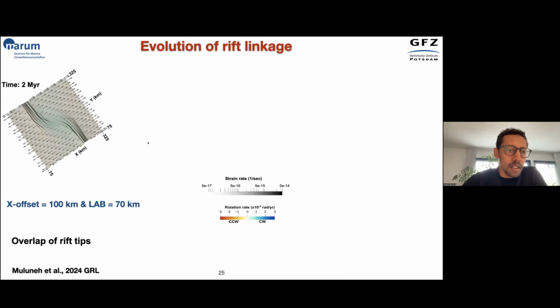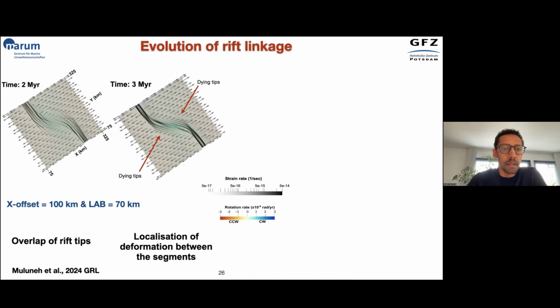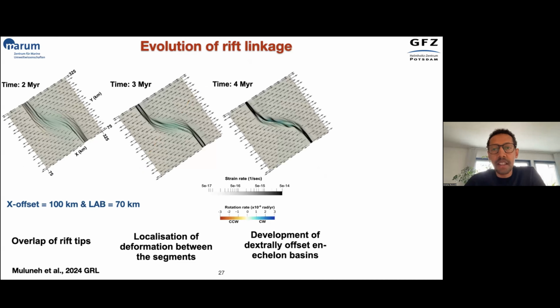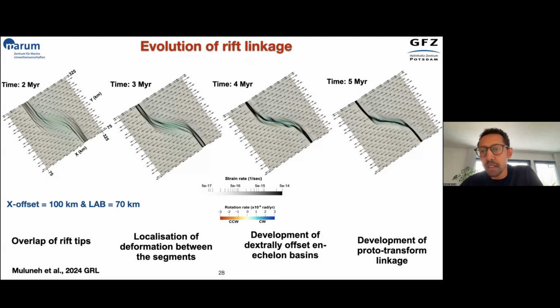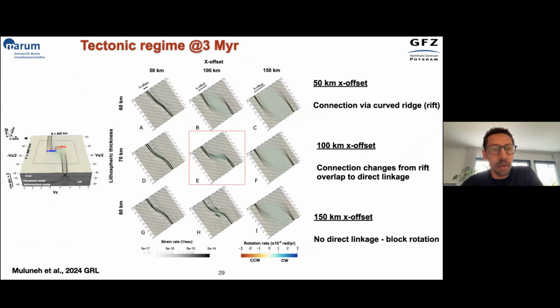So here in the first phase, after 2 million years, we have a clockwise rotation of crustal blocks. And then later, the tips which are overlapping become dying. And then we see a direct linkage between the two segments. And then we see at this stage kind of initial development of rift segments, or magmatic segments, or tectonic segments. Finally, they make a direct linkage. So this is the evolution we see.